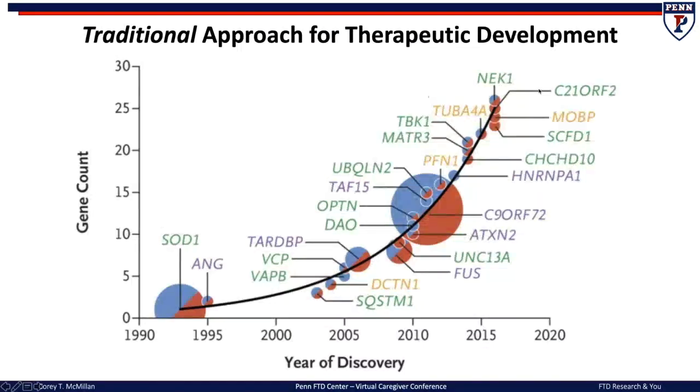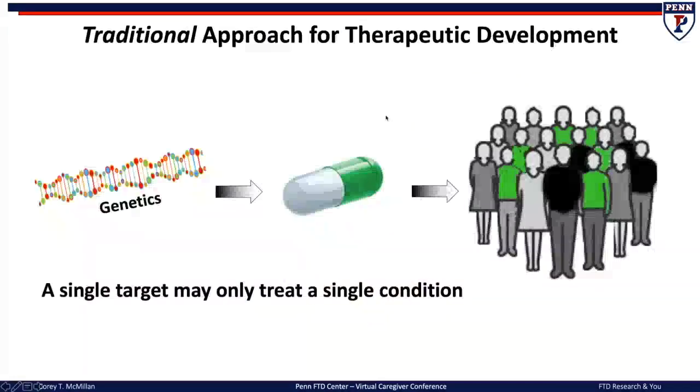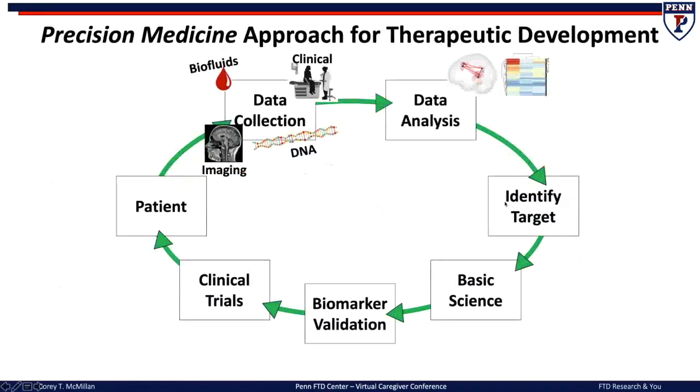are involved in FTD. And the ultimate idea here is that by identifying a genetic target, we could then develop a treatment, and then that treatment would treat individuals that have that genetic variant. So for example, we could identify C9orf72 as an important gene, and then this would ultimately treat individuals that have C9orf72 expansion causing their FTD or ALS. In the FTD Center, we focus on precision medicine approaches to therapeutic development.